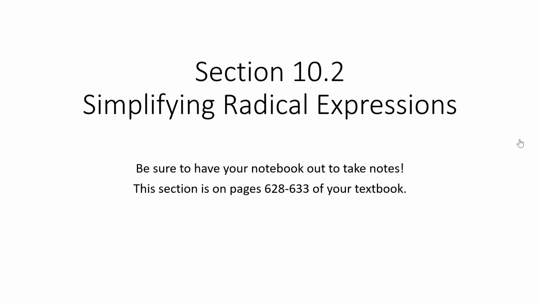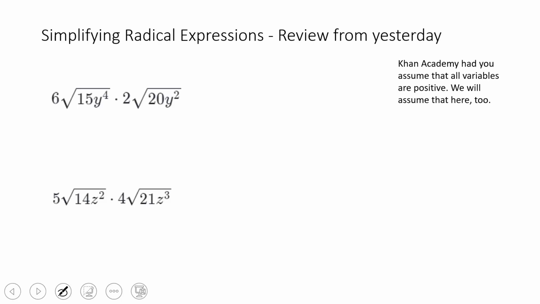Hey, Accelerated Algebra. This is all about section 10.2, which is simplifying radical expressions. It's in your textbook, so you can look at that. Be sure you're taking notes. Here are a couple of problems that showed up on Khan Academy yesterday, or maybe similar ones for you. They had you assuming that all the variables are positive. We're going to talk about that detail later, but for now we'll assume that these variables are positive.